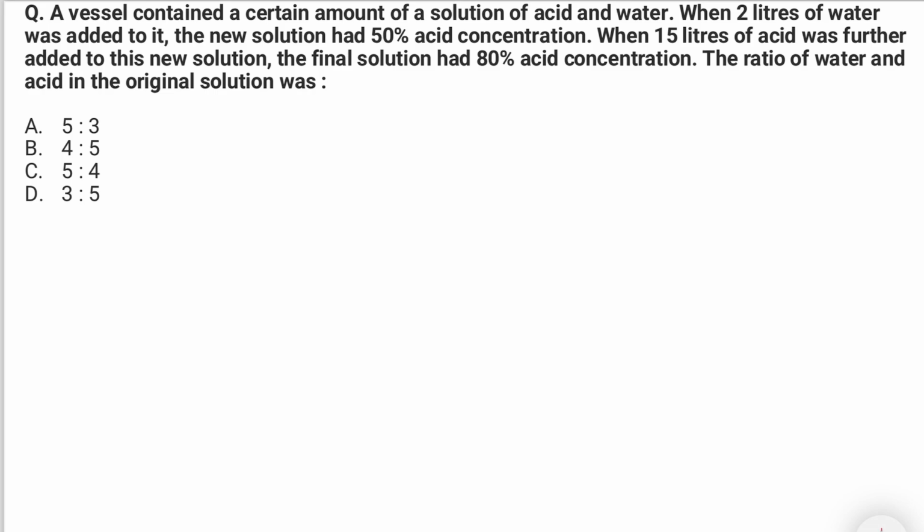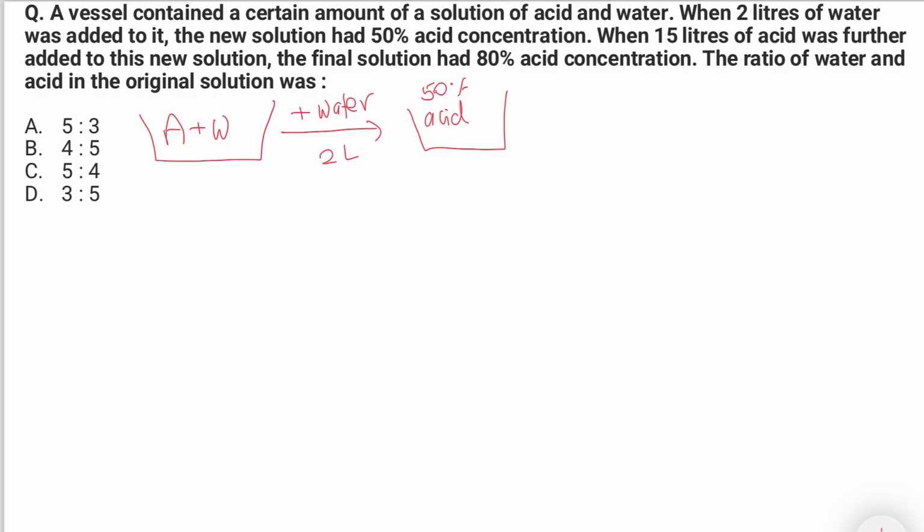Okay, so we have a vessel. That vessel contains acid and water, combined. When 2 liters of water was added to it, the mixture contains 50% acid. So now we have a 50% acid mixture. Now when 15 liters of acid was further added, the final solution had 80% acid. They're asking us the ratio of water and acid in the original solution.